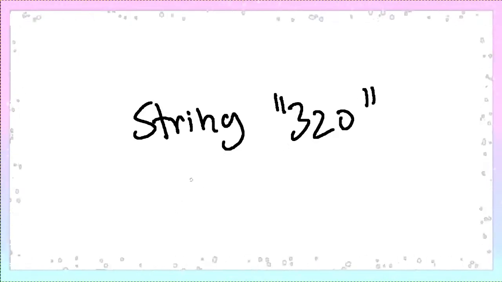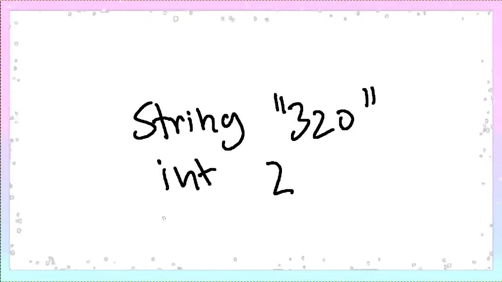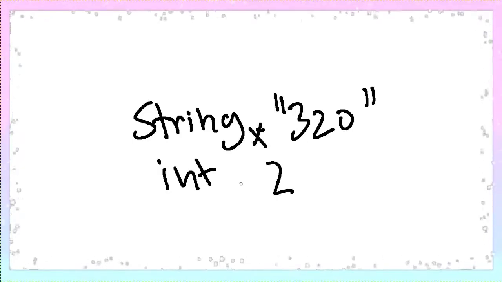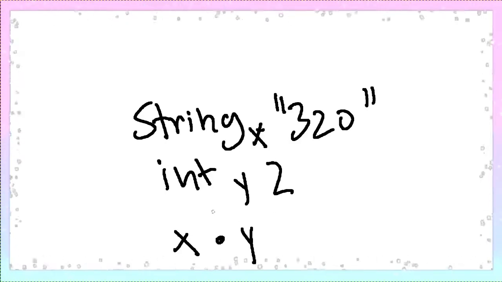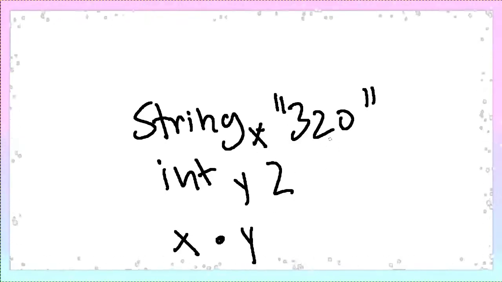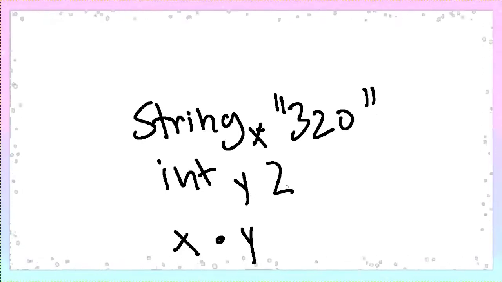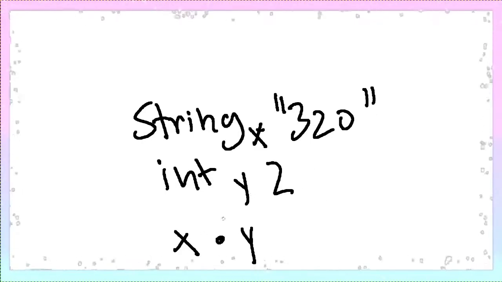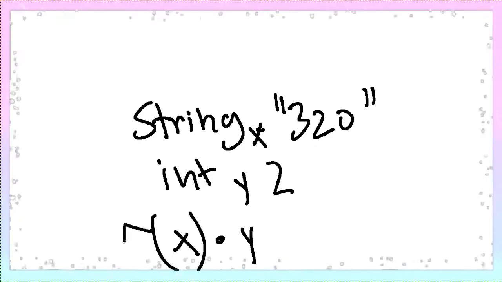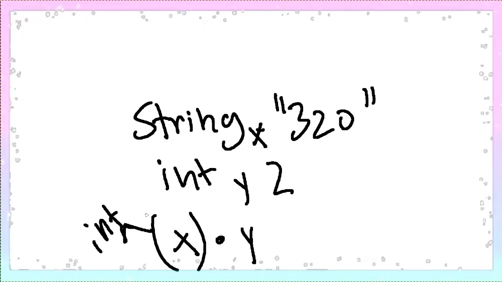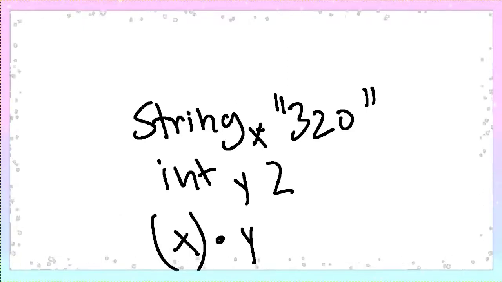But on the other hand, let's say you have a string that is 320. And then you also have an integer that's a 2. Let's call this one x, call this one y. Let's say you want to multiply x by y. These are different variable types, so they don't actually work. Plus you usually can't do multiplication with a string. So to do that, you're going to have to make this x into an integer. This concept is called casting, where the x now becomes an integer and then now it can do the multiplication.